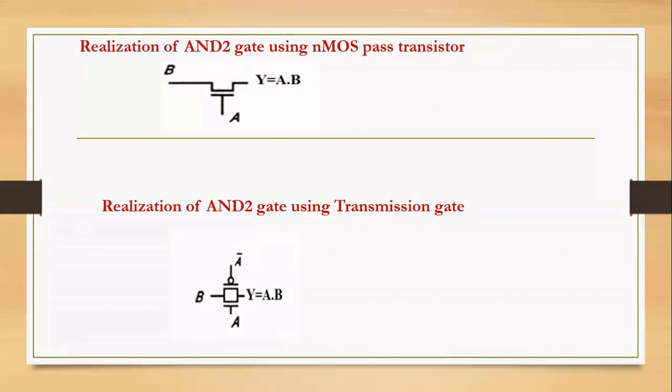Similarly, we can try to realize a two-input AND gate using a transmission gate. A single transmission gate can be used to implement a two-input AND gate. We can apply A input to the gate of NMOS and A bar to the gate of PMOS and B input to the pass input of the transmission gate, so that we'll get A dot B. A simple NMOS pass transistor and transmission gate can be used to implement a two-input AND gate.